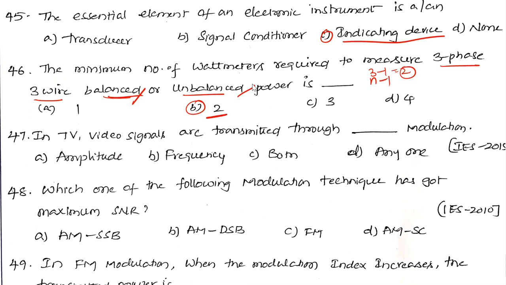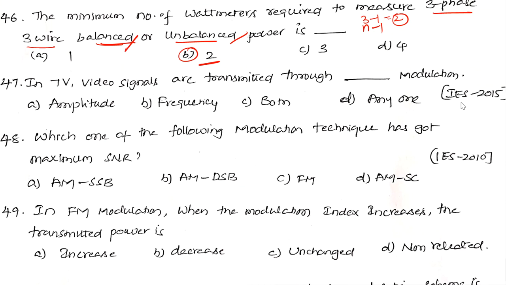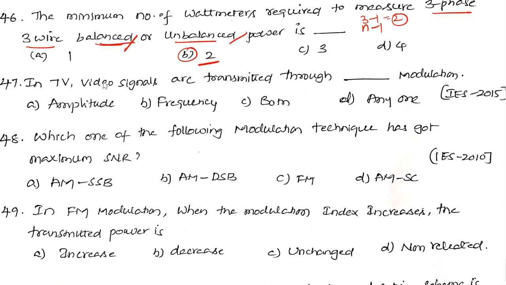Next one, and this question is from communication engineering. In a TV, video signals are transmitted through dash modulation. This question was asked in IES 2015. The answer for this one is amplitude modulation.